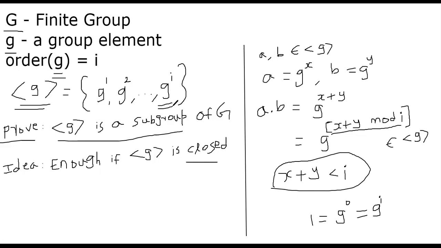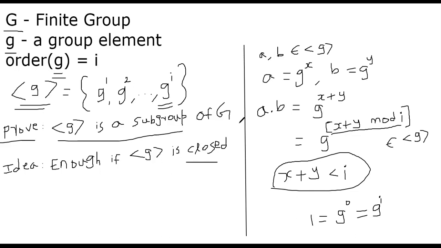We proved this fact that if you take any two elements and you multiply, the exponents can add because of the rules of exponents. And instead of computing g power x plus y, we will be computing g power (x plus y) mod i. Since x plus y mod i is less than i, we know for sure it is one of the group elements. If x plus y mod i is 0, it's the same as g power i, because g power i is the same as g power 0, which equals 1. So we covered that case as well.